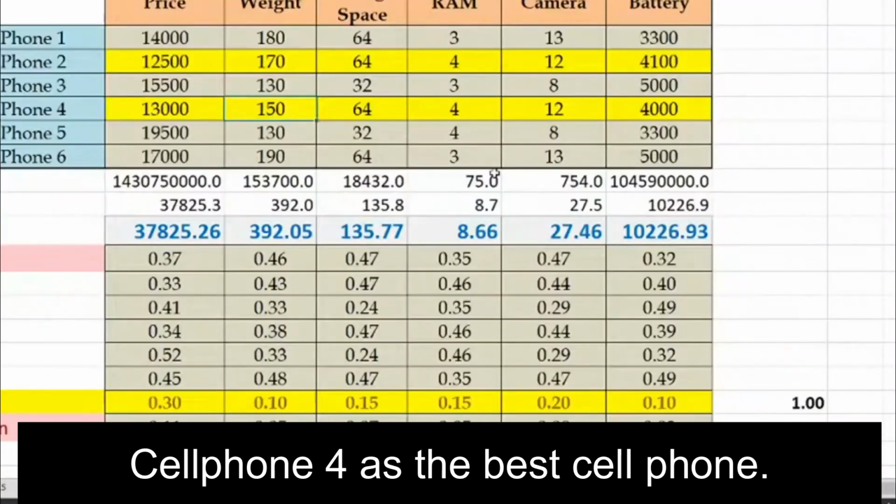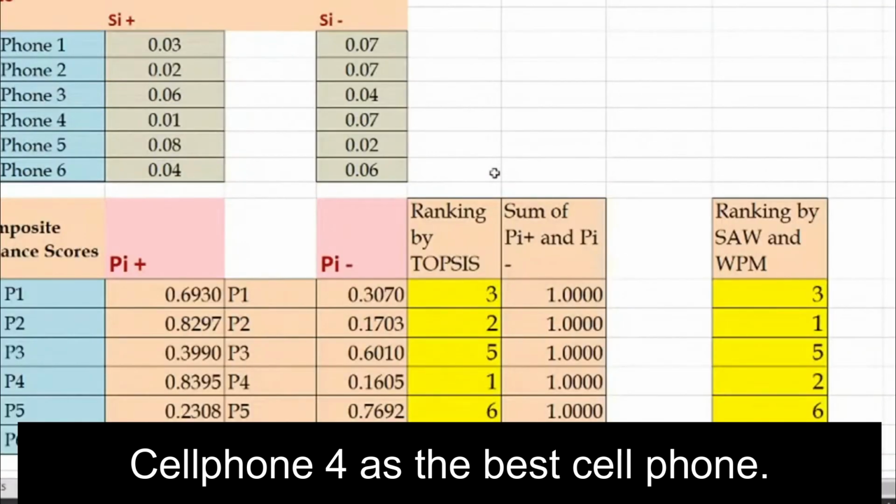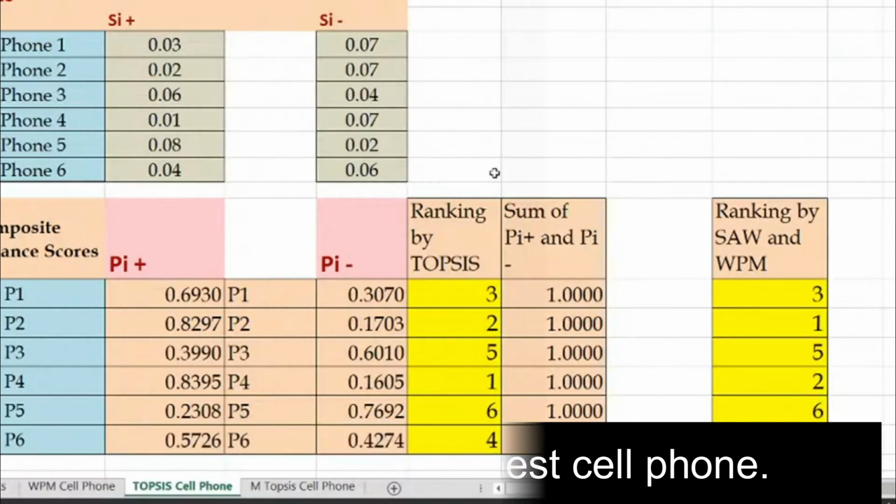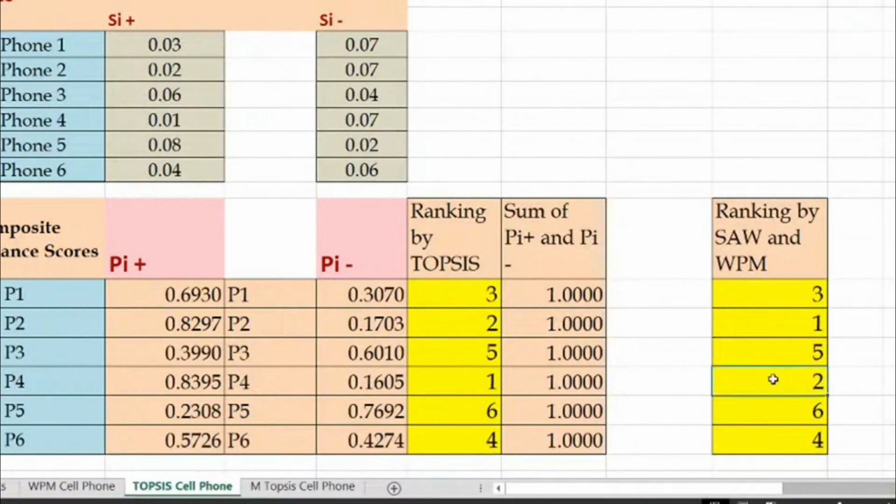Maybe that is the reason that this Topsys has ranked cell phone number 4 as the best one, while cell phone number 2 as the next best. Okay, and remaining ranking, you can see remaining ranking is same in both the methods, SAW, WPM and TOPSIS. All other ranks remain same.